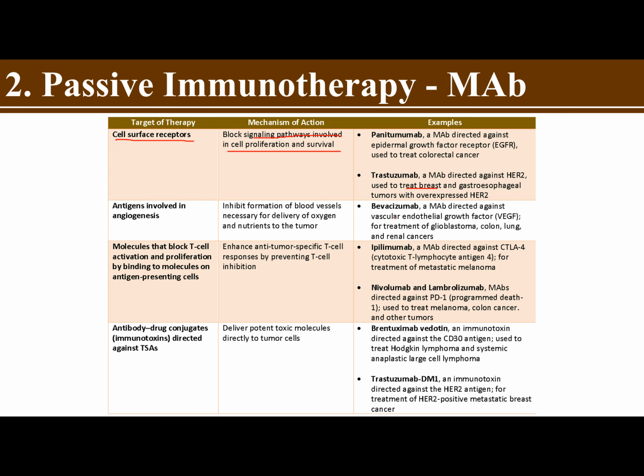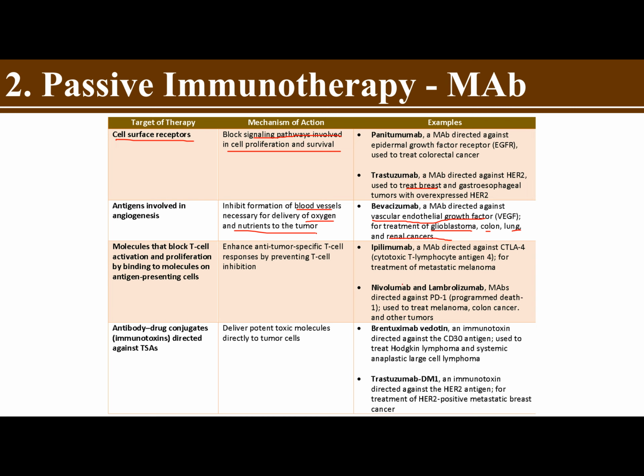Then we also have your bevacizumab. This is a monoclonal antibody directed against the vascular endothelial growth factor, used for treating glioblastoma, colon, lung, and renal cancer. Antigens involved in angiogenesis are its target of therapy. It inhibits the formation of blood vessels necessary for delivery of oxygen and nutrients to the tumor.